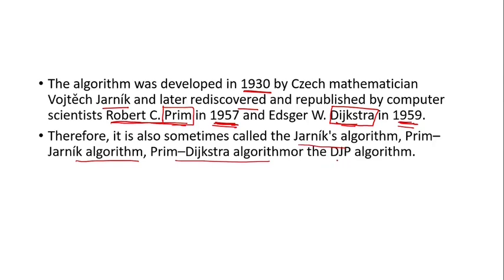Or the DJP algorithm. That means Dijkstra, Jarnik, Prim. So this is the background of this algorithm. Initially it was initiated by Jarnik, who was a Czech mathematician.